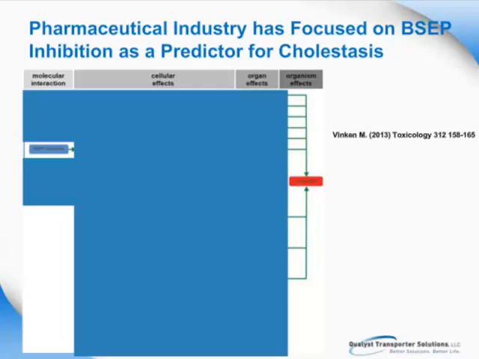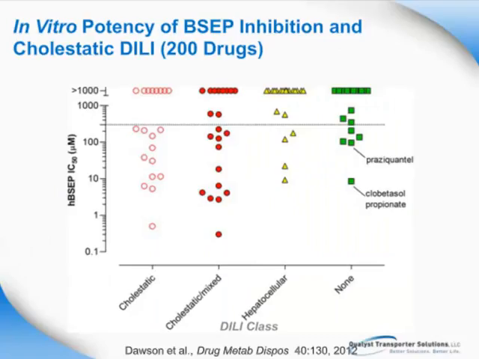And in the pharmaceutical industry, there's been a huge focus on inhibition of BSEP, or the bile salt export pump, and going straight from BSEP inhibition to a cholestatic event. And what we found is that, as you can see, it ignores a lot of important biology that's occurring inside the cell. And as a result, while there is a correlation between the BSEP inhibition and what's happening in cholestasis, it's not perfect.